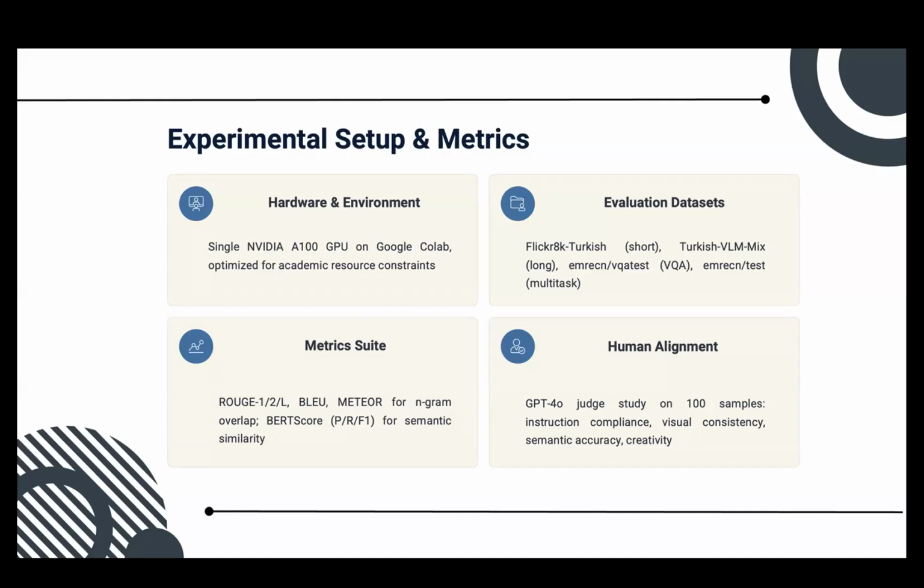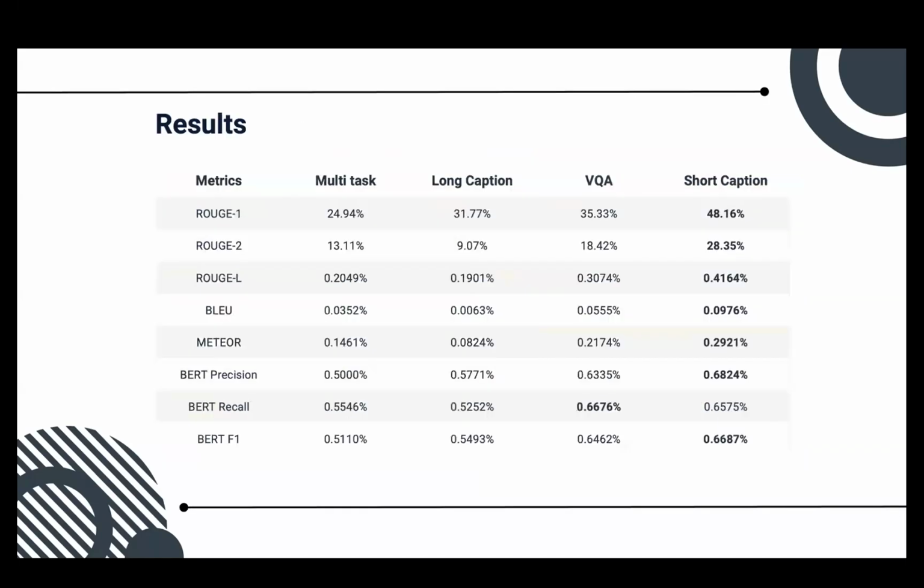Our evaluation employs comprehensive metrics. We use ROUGE scores at different levels, BLEU and METEOR for assessing n-gram overlap and surface-level similarity. BERTScore provides semantic similarity through precision, recall, and F1 measurement. Additionally, we conduct human alignment studies using GPT-4o as a judge on 100 randomly selected samples, evaluating instruction compliance, visual consistency, semantic accuracy, and creative diversity.